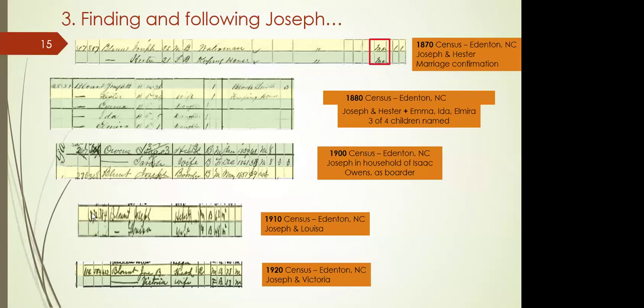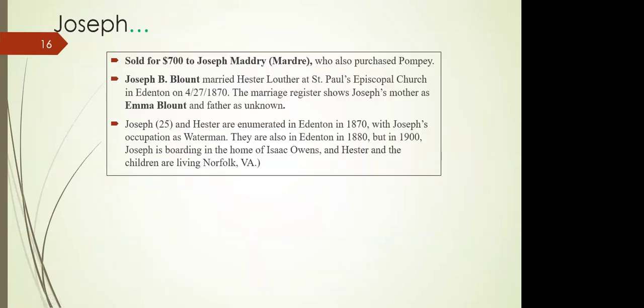In 1910, he's still in Edenton. He has another wife, Louisa. And in 1920, he's still in Edenton, and he has another wife, a third wife, Victoria. So we're going to come back and talk about all of that. Okay, I'm going to skip that. Oh, no, I'm not. I'm sorry.